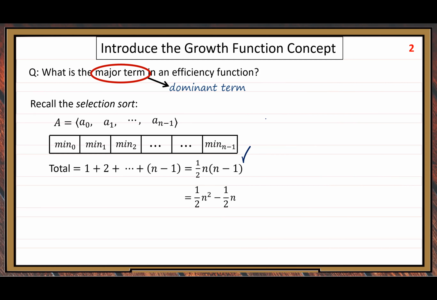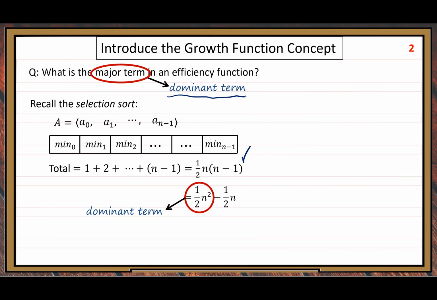And based on the definition of the dominant term, for a polynomial, it's very easy to find a dominant term. The term with the highest degree. Here, the square term, that's the dominant. So 1/2 times n squared, that is the dominant term. And it includes that 1/2 coefficient.